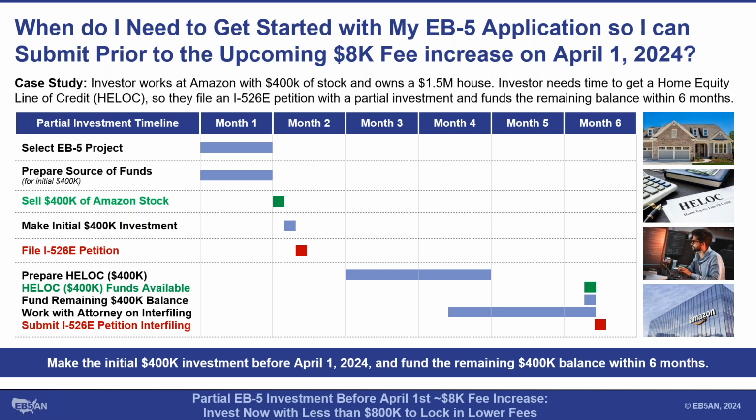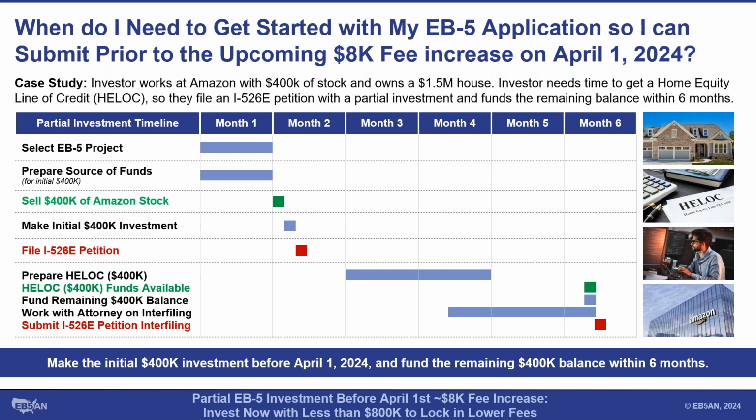The investor at this point should really be focused on preparation of the source of funds, and we talked about what that entails. So if you're selling, in this example, Amazon stock, as soon as you decide on a project, start getting your documentation together of how did you make the money to buy that Amazon stock, liquidate that Amazon stock, sell it so that you have the money to make the initial investment and fund, and then you can file your EB-5 petition before the April 1st deadline.